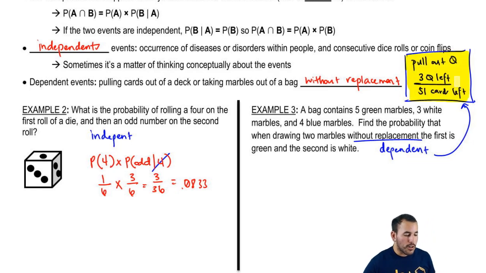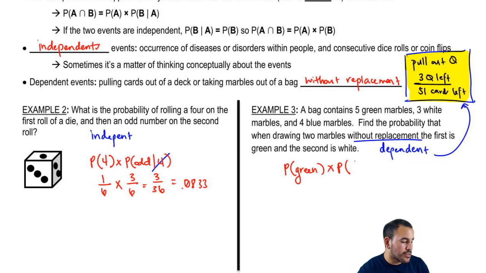Cool. So find the probability that when drawing 2 marbles without replacement, the first is green, so probability of green, times the probability of what? Pulling a white, given that we pulled a green marble. Look at me putting a little slash. It's not a slash, it's a straight line. So white marble given that we pulled a green marble.